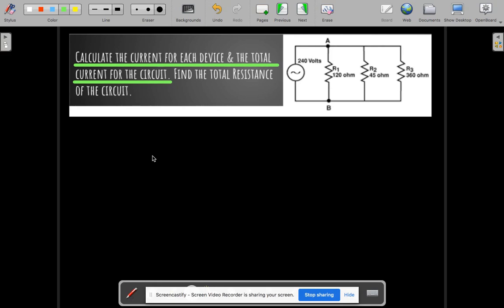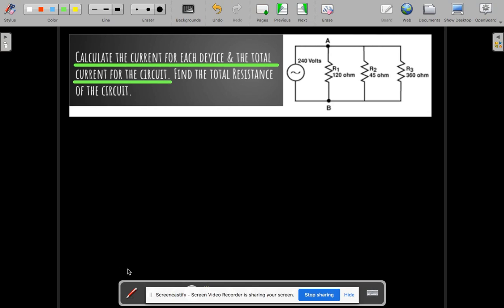Each of the branches in a parallel circuit has the same amount of voltage going through. Whatever the total voltage is, that's the voltage going through each of the resistors. So in this case, the total voltage is 240 volts. So we're going to set up to find the current in each device. We've got to set up just like we have been.